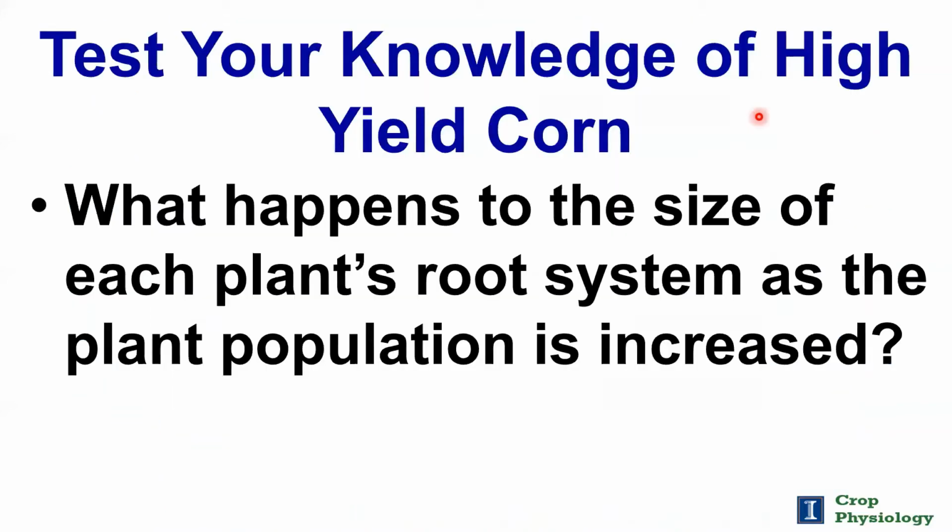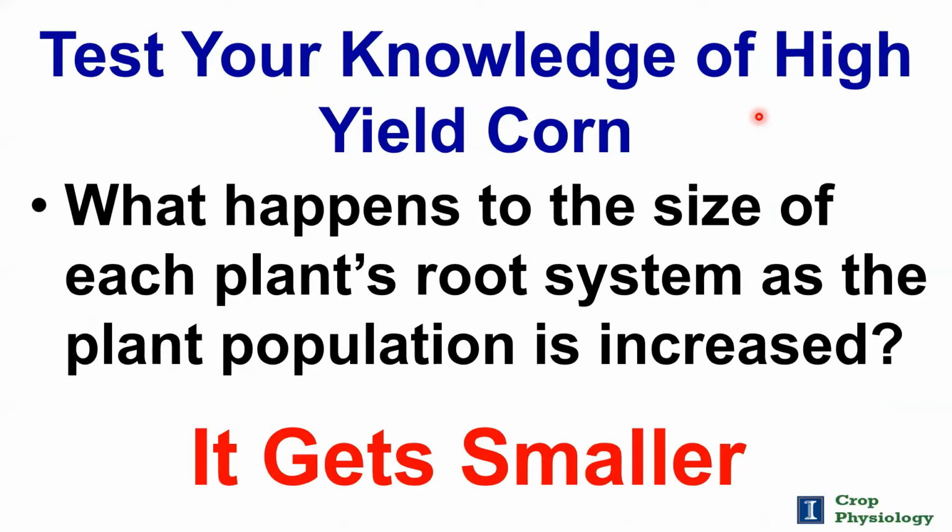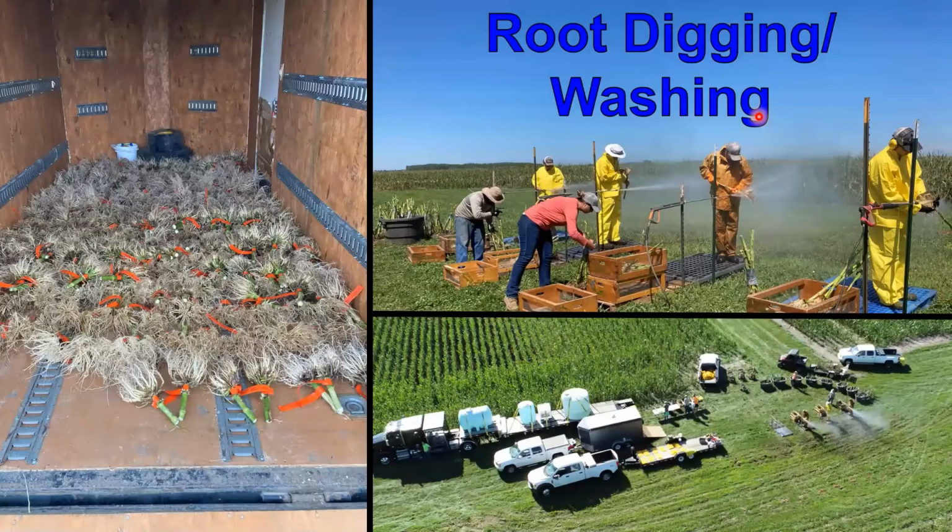So I'm going to test your knowledge of high yield corn here. My first question is, what happens to the size of each plant's root system as plant population increases? I'll go ahead and spoil the answer here since I can't call on anybody in person, but it gets smaller. And we know this because we spent many, many days out in the hot, humid weather digging roots.